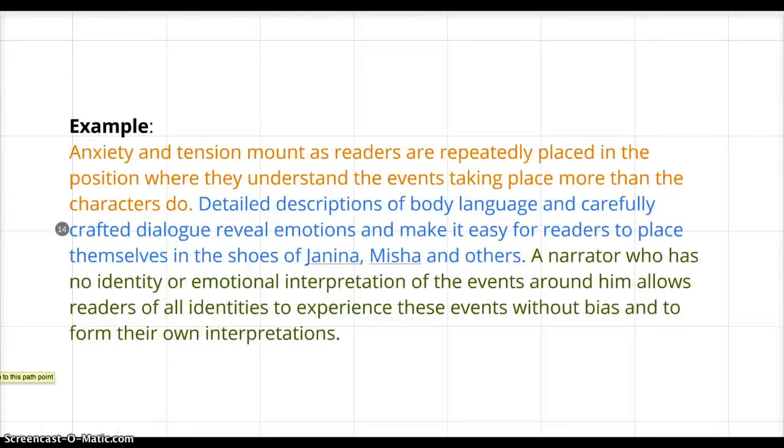These are the 3 sentences that I'm going to write in my conclusion to synthesize my main points. My first body paragraph was about dramatic irony, and at the end of that paragraph, the understanding that I developed was this: that anxiety and tension mount as readers are repeatedly placed in the position where they understand the events taking place more than the characters do. That's really the end result of that whole paragraph of dramatic irony is the fact that we feel anxiety and tension, and it builds and increases when we keep getting put in a position to know more than the characters do.